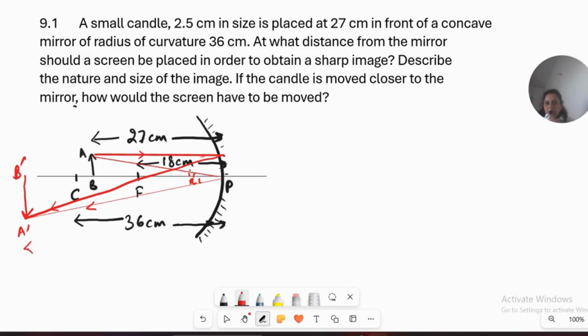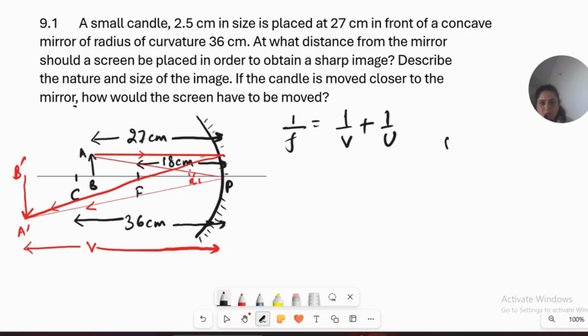So we need to find this distance, which is the distance of image from pole, given by v. So according to the mirror formula, 1 by f is equal to 1 by v plus 1 by u. So f is the focal length, which is opposite to the direction of the incident ray. Like from P to F is opposite to the direction of the ray which is coming from A towards P. So f will be equal to minus 18. u will be equal to minus 27 because the object is also placed against the direction of rays.